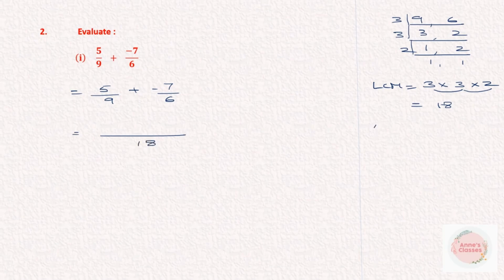Take the first fraction, 5 by 9 multiplied by 18. So 9 into 2 is 18, isn't it?